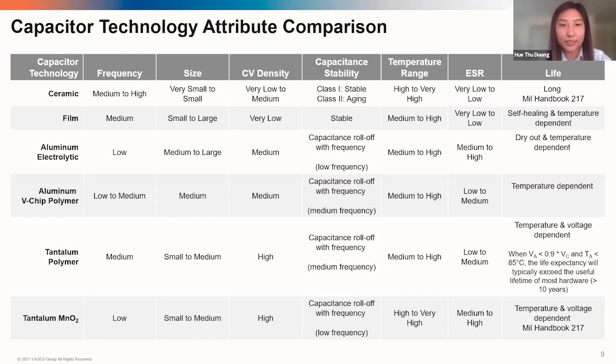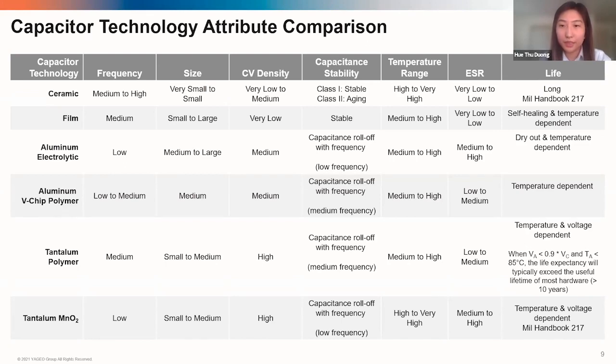And then we also have film technology, which have sizes varying from small to large. These do have very low CV density due to its dielectric constant. These, however, are pretty stable capacitors, and they do have self-healing, and they do also have lower ESR.